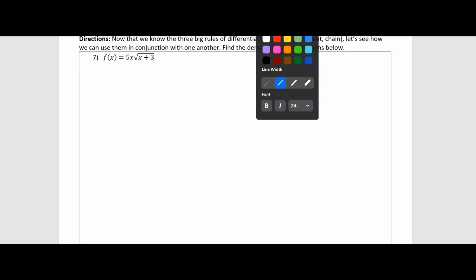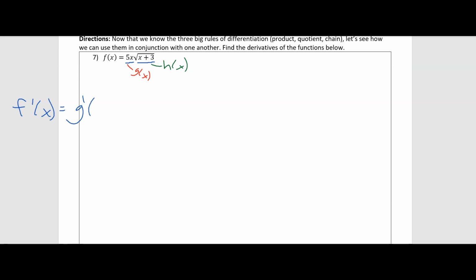All right, let me get my pen out. There we go. So f prime of x. You can label these two functions if you wanted to. It may be helpful for you to do that. Let's call this one g of x. Let's call the other one h of x. Product rule would say that f prime of x is equal to g prime of x times h of x plus g of x times h prime of x.